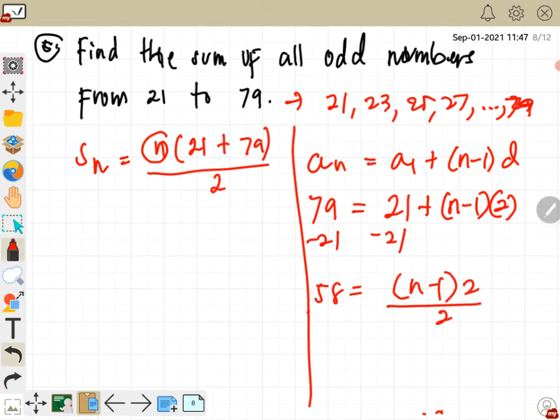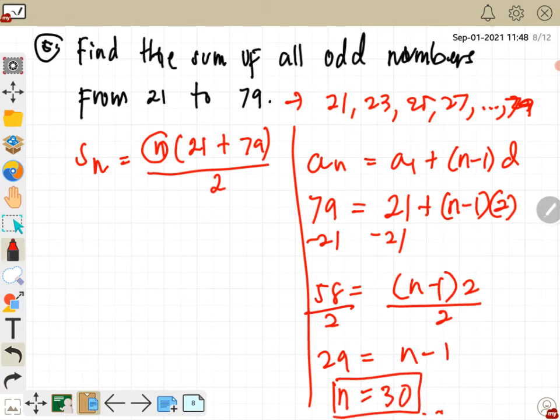Dividing both sides by 2, you'll have 29. So, what should be subtracted by 1 to make it 29? n is 30. Therefore, simply again, let's go back, we are simply using the formula for an arithmetic sequence to get the value of n. Meaning, how many terms are we simply adding from 21 to 79? How many odd numbers from 21 to 79?